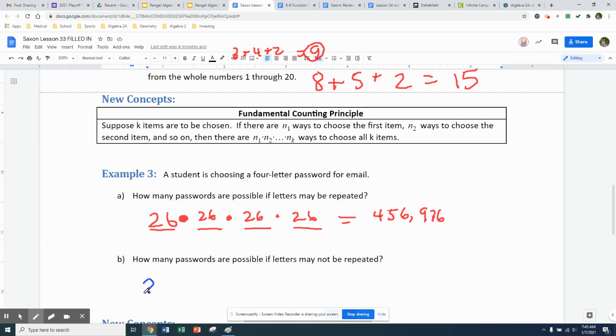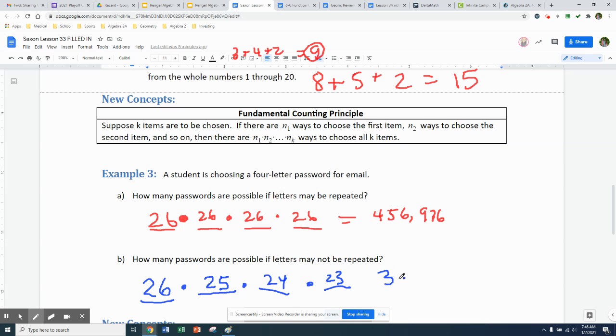Next, how many passwords are possible if letters cannot be repeated? So letters cannot be repeated. Now, once I've chosen one of 26 letters, I have only 25 the next time because I've already used a letter. I can't repeat the letter. And then the next time, I can only use 24 letters because I've already used 2 now. And then at the last time, I could only use 23. So we'll take 26 times 25 times 24 times 23.